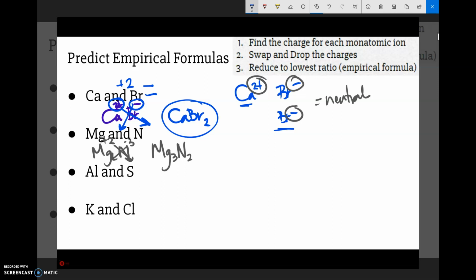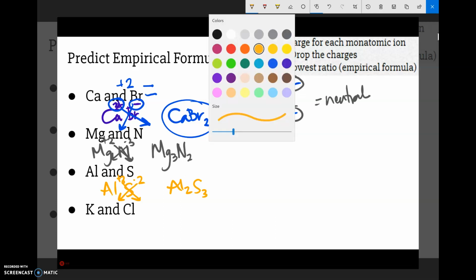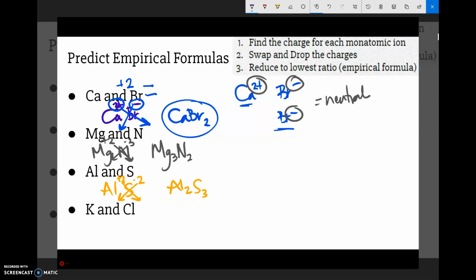Okay, the next one is aluminum and sulfur. So aluminum has a +3 charge. Sulfur has a -2 charge. Again, these aren't canceling, so we're going to swap and drop. So we have Al2S3. Okay, this last one, pause the video and see if you can do this one on your own.